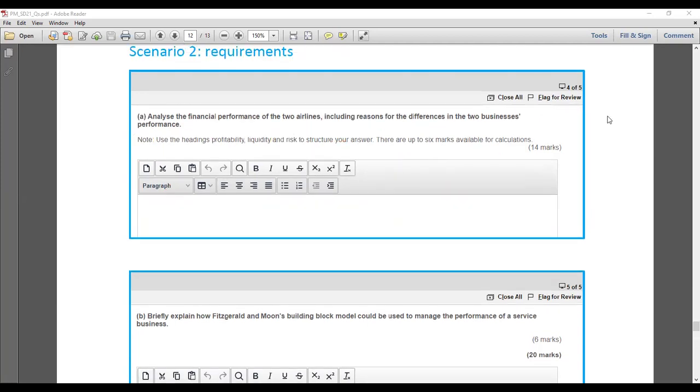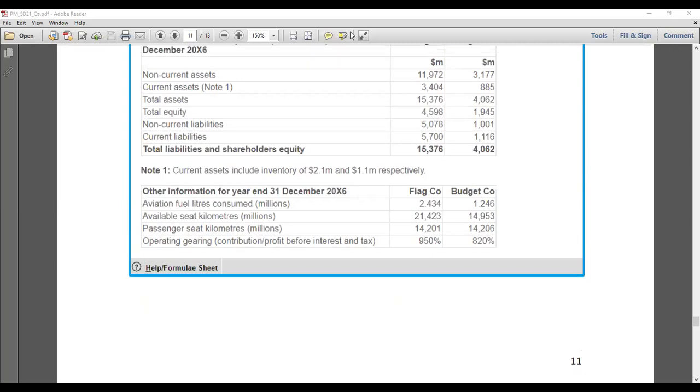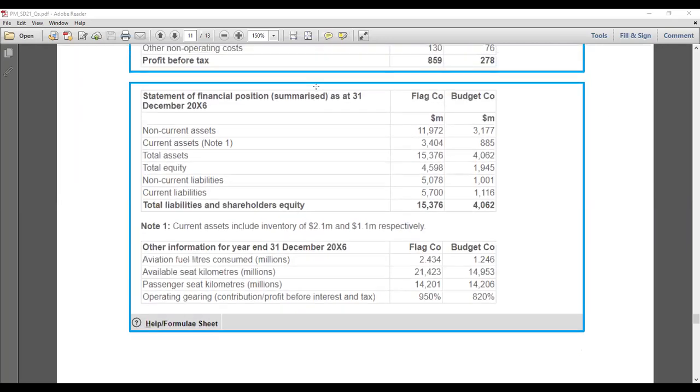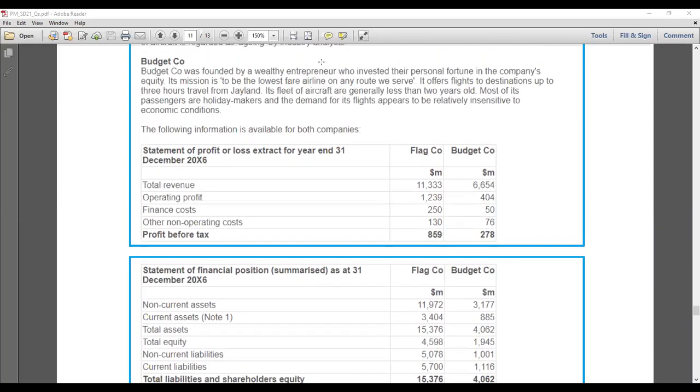So let us see some of the numbers that we have here. Let's look at some of the numbers that we have here. Here we go. From the information given, can you do a return on capital employed? Can you do for me return on capital employed, profit margins, and asset turnover? Please, can you quickly do that?